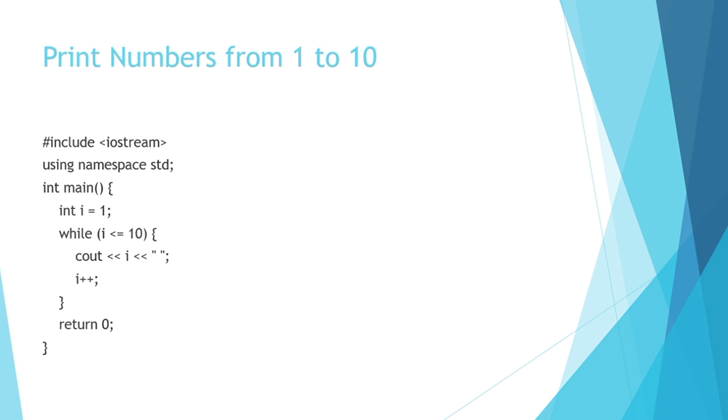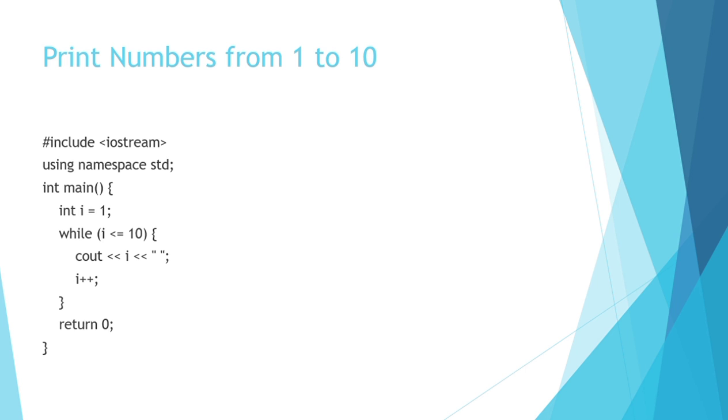Condition: i is less than or equal to 10 checks whether the value of i is less than or equal to 10. Loop execution: the loop executes the code inside the block as long as i is less than or equal to 10. Initially, i is 1, so the condition is true, 1 is less than or equal to 10, and the loop begins executing.